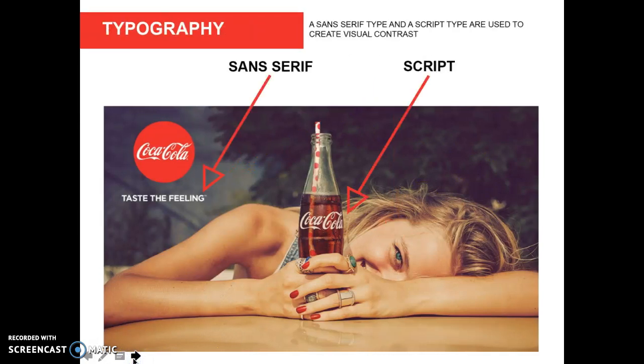Another element they used was typography. They used two different types of typography in this ad to really create a lot of visual contrast. They used a sans serif font on the type "Taste the Feeling," and then they used a script font on the Coca-Cola logo on the bottle as well as in the left-hand corner.